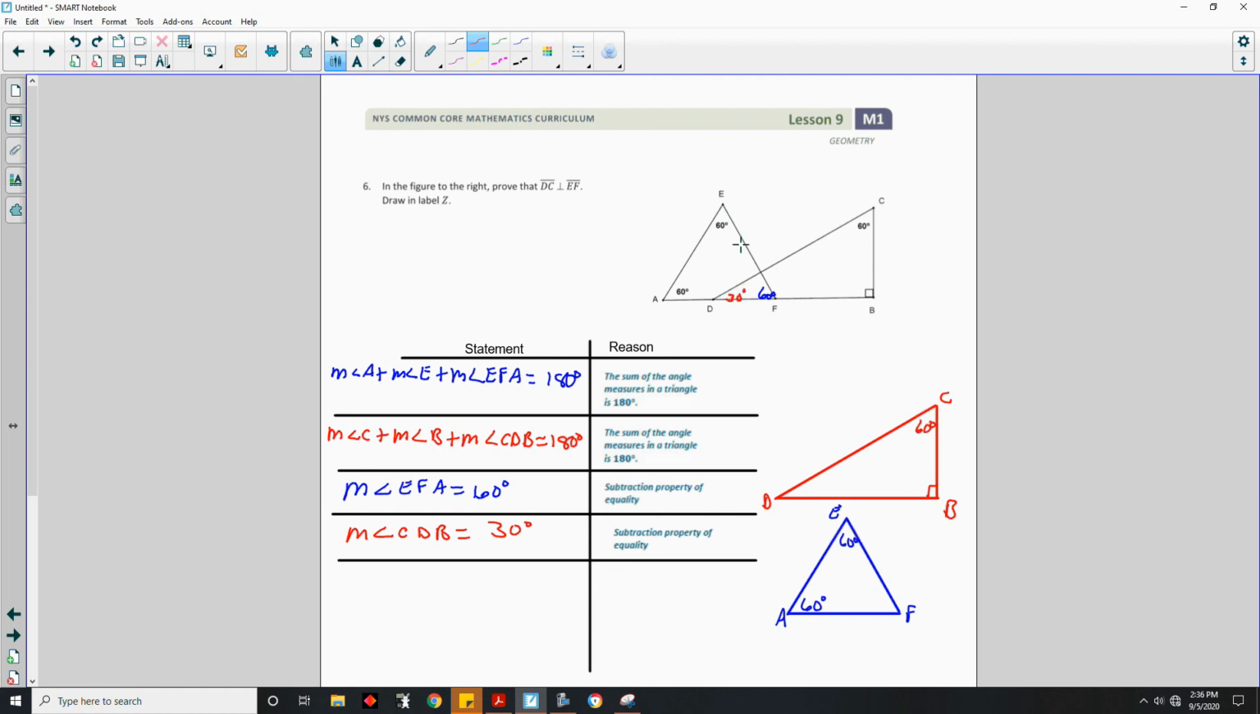Now I can say, well, draw in label Z. See what that says right here? So I'm going to call this point right there Z. Now I can say angle DZF, the measure of angle DZF equals 90 degrees. Okay, can we do that? Just a moment. Okay, let's not say this right away. I'm jumping to conclusions. I'm skipping.